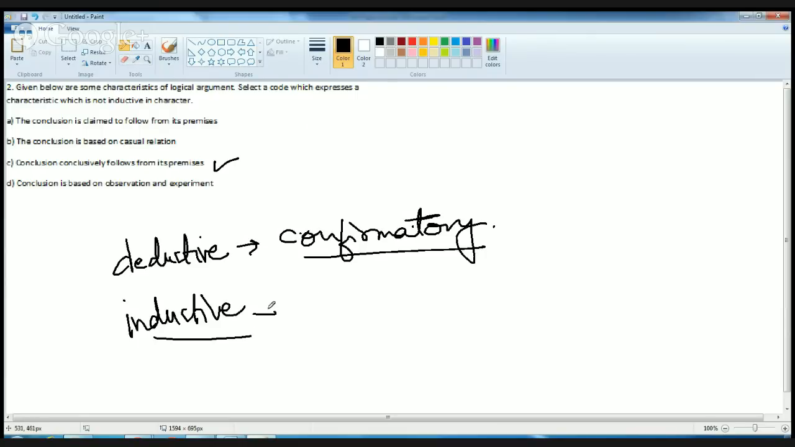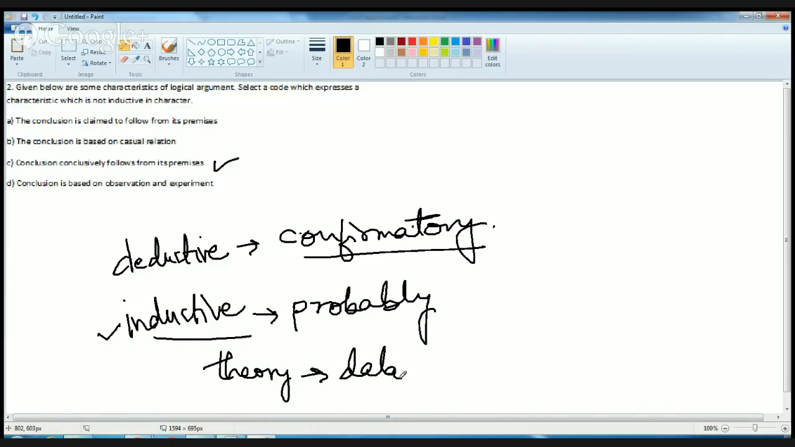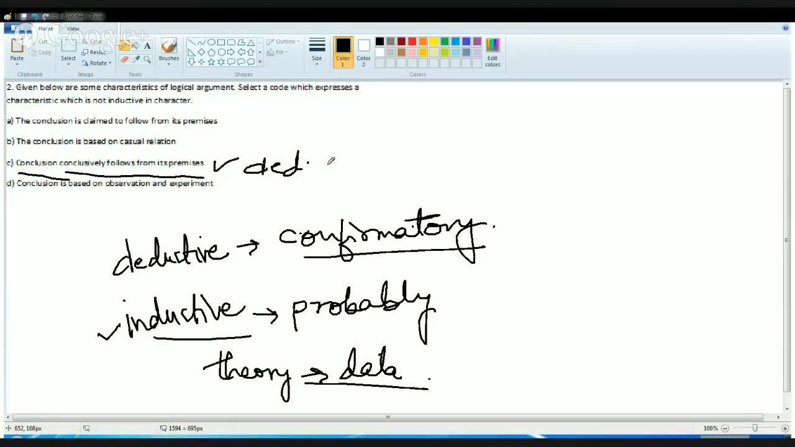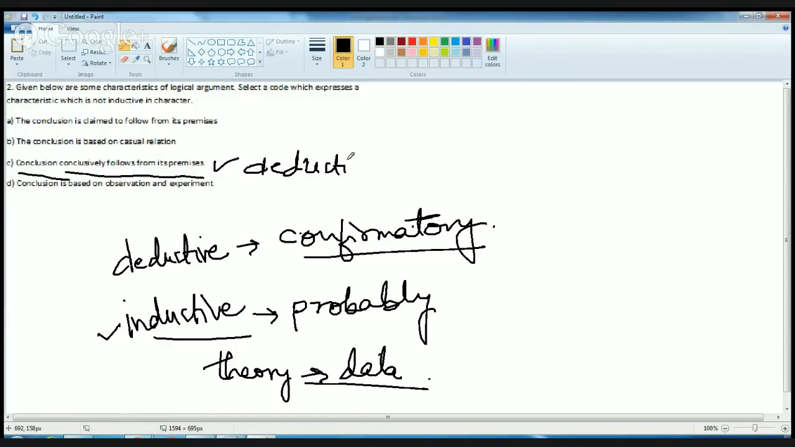On the other hand, in the inductive approach, we talk about probably. We say probably this thing is correct and probably this thing is not correct. So there is an option of probability in the inductive approach. When we talk about the inductive approach, we try to formulate a new theory based on the data. Only the statement which shows the conclusion conclusively follows from the premises is a deductive statement. All the other statements are inductive in nature.